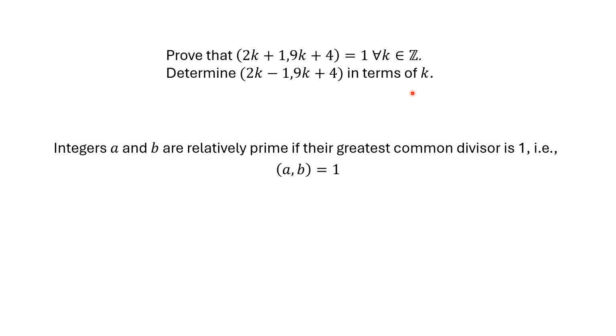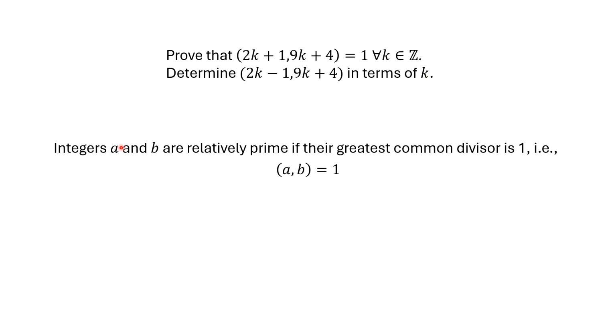In our first problem, we have two parts to it. Prove that the GCD, and that's the notation I've been using. So a lot of times you'll see GCD and then the two terms in a bracket, but I'm taking a shorthand approach here. So the GCD of 2k plus 1 with 9k plus 4 is 1 for every k being an integer. And then the second part is to determine the GCD of 2k minus 1 with 9k plus 4 in terms of k.